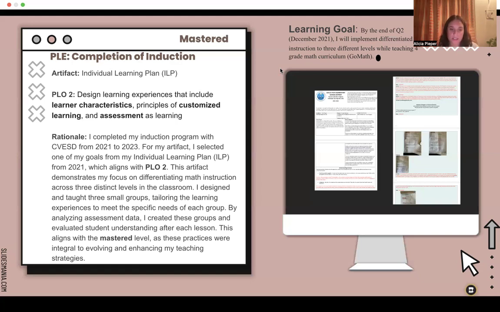This aligns with master's level because these practices were really integral to how I evolved and how I was able to enhance my teaching strategies. I had a mentor teacher that came in and observed me to make sure that I was making progress on this particular goal.